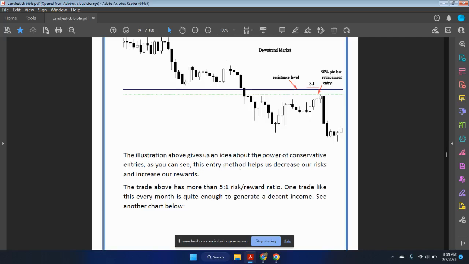It says the illustration above gives us an idea about the power of conservative entries. As you can see, this entry method helps us to decrease our risk and increase our rewards. The trade above has more than 5-to-1 risk-reward ratio. One trade like this every month is quite enough to generate a decent income. See another chart below.